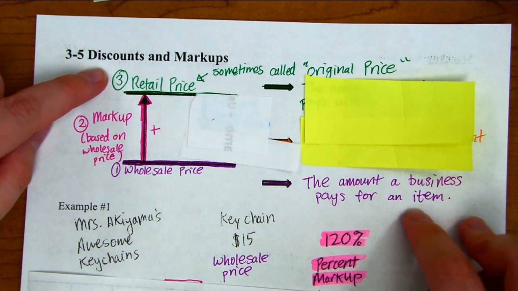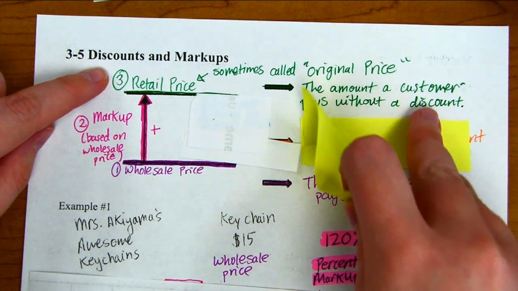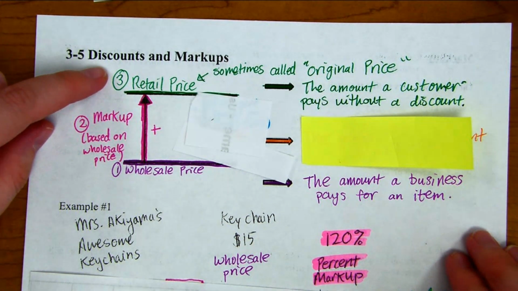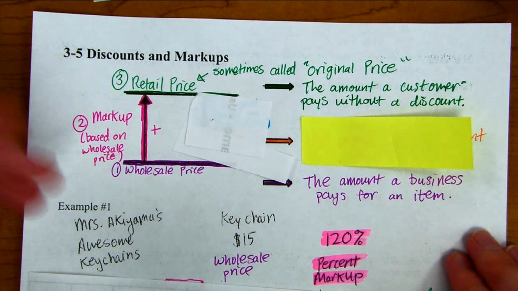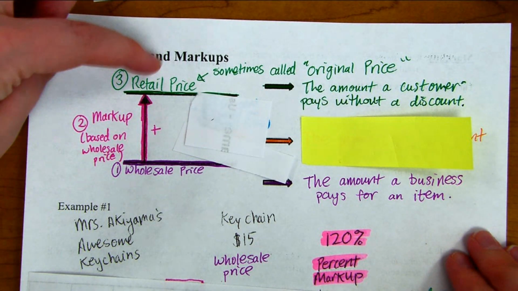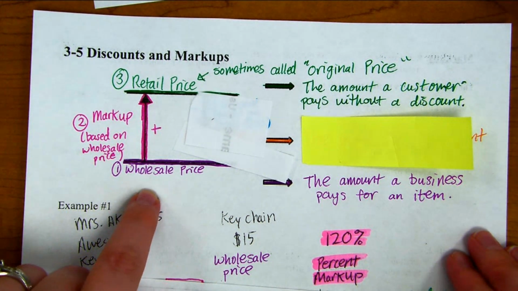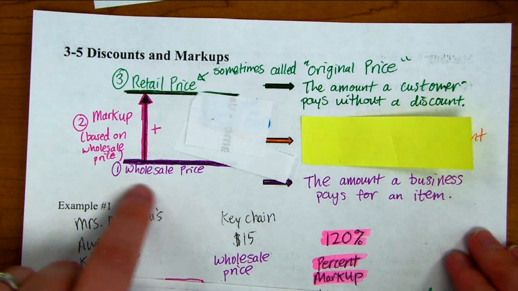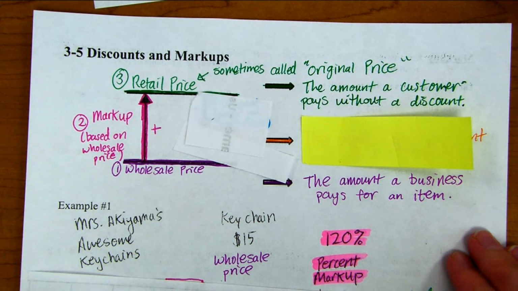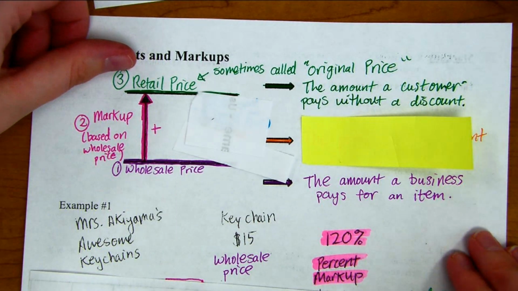The retail price is the amount that a customer will pay, assuming that it's full price and there is no discount. Sometimes the retail price is also referred to as the original price, because consumers never see the wholesale price. This is only something that the business sees. So for customers coming into the store, the retail price is the original price that they see.